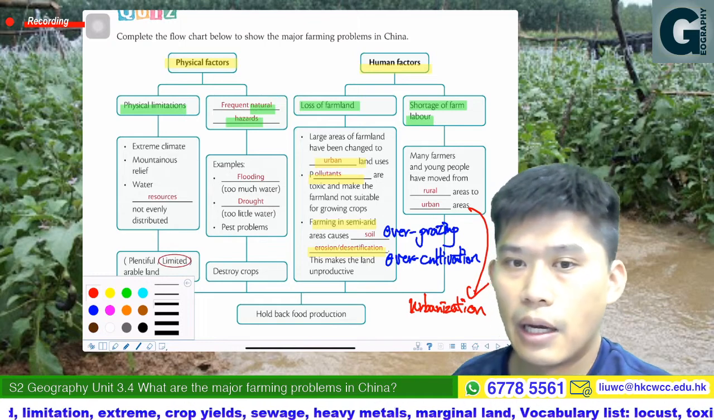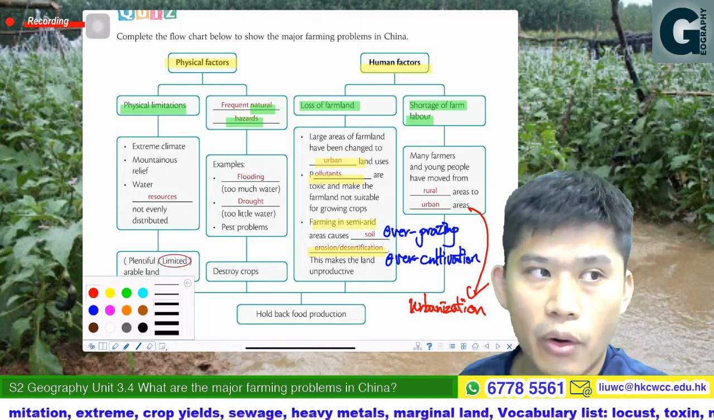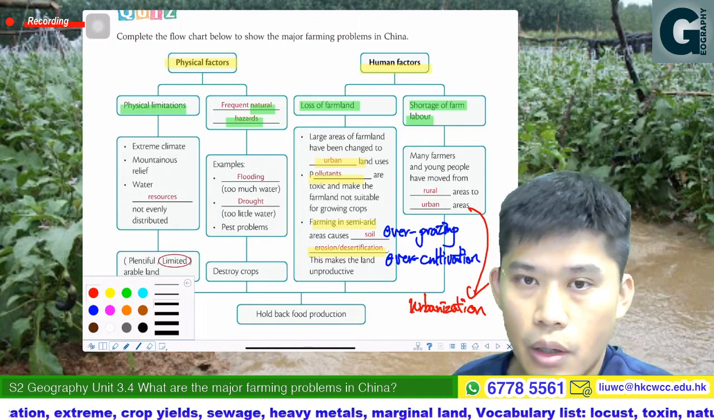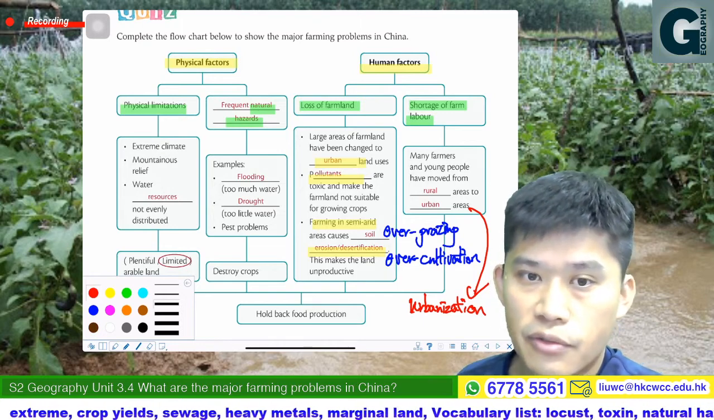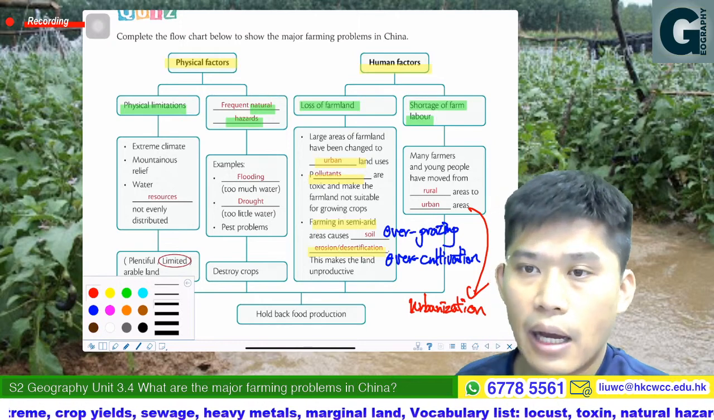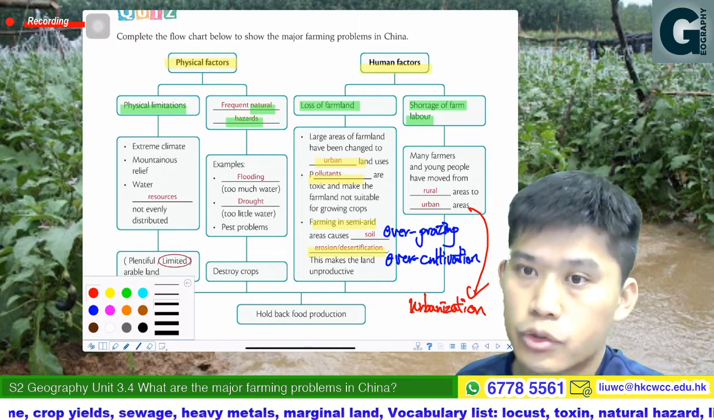So therefore, after unit 3.4, next time we will continue with unit 3.5, and don't forget to do your homework.